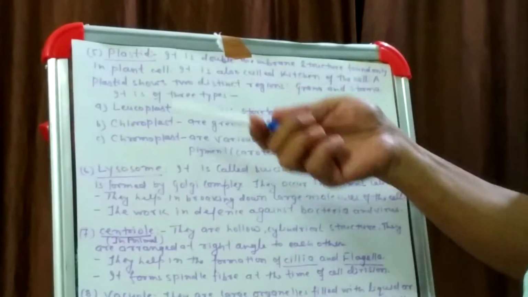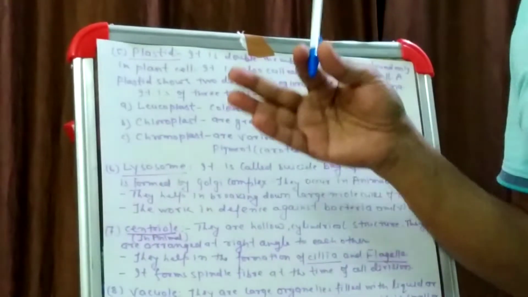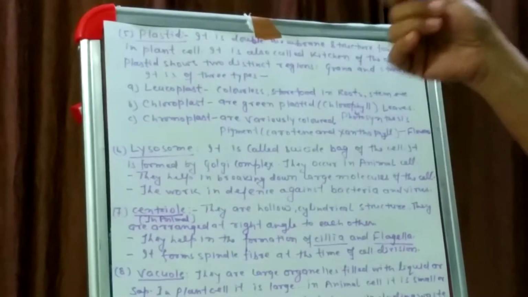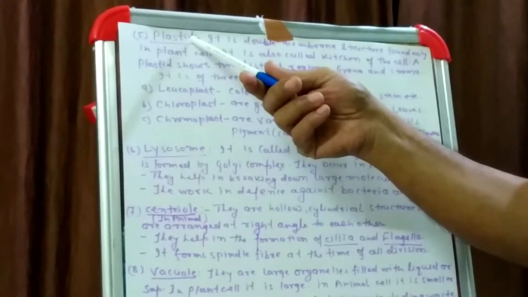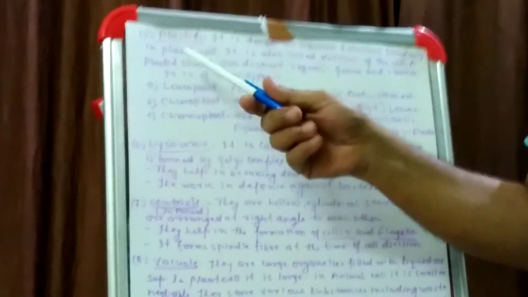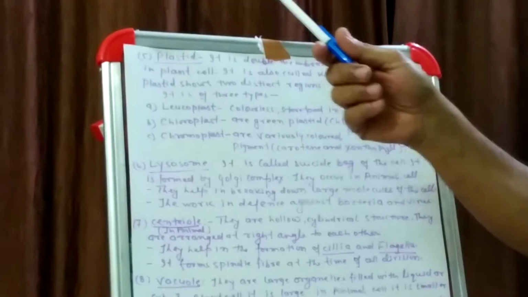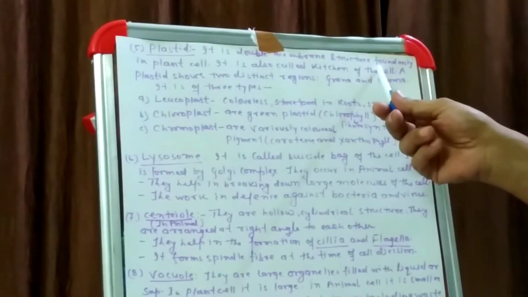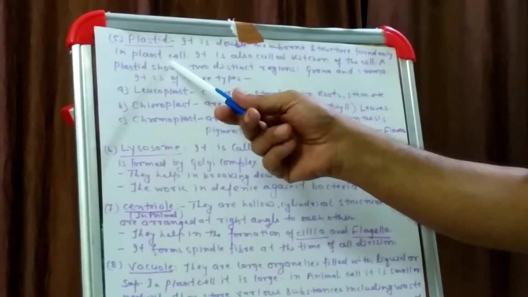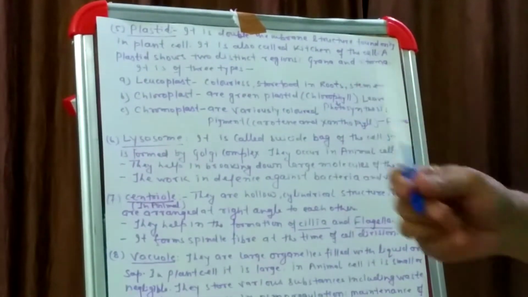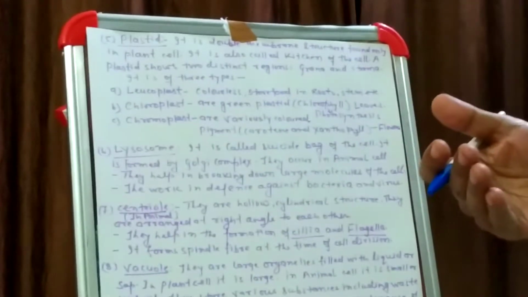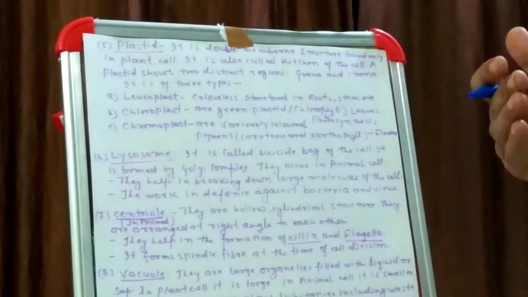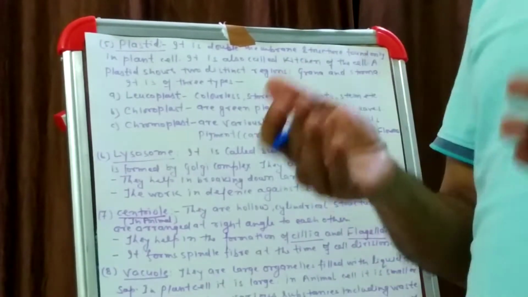Yes, dear students, in continuation of the previous discussion, now the next component of the cell, that is the plastid. This plastid is present only in the plant cell, not in the animal cells. It is a double membranous structure found only in the plant cells. It is also called the kitchen of the cell because it helps to produce food in the plant. This plastid gives different colors to the plants and their parts.